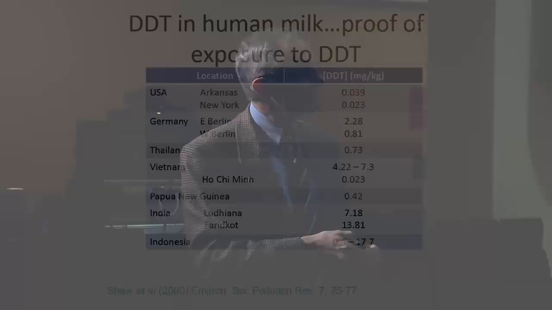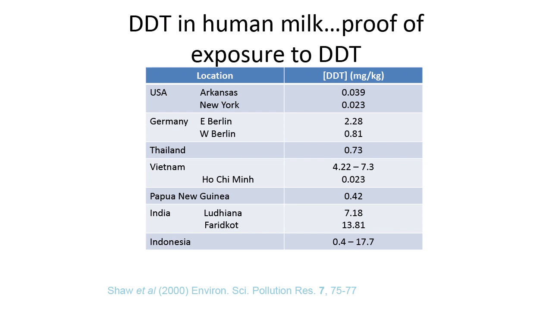And so that was quite important from that point of view. But today, I'm just showing this as evidence of exposure. And you can see in a country like the USA, where DDT is banned, it's banned around the world actually, but it's used in some places, the levels were, I say low, I don't know whether that's low or high, but they're that number. And that's the sort of value that you get in places where there's not much DDT.